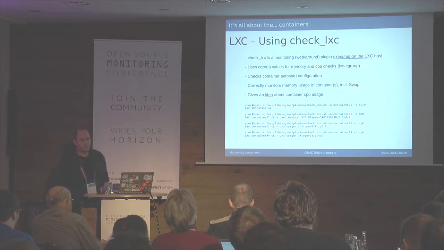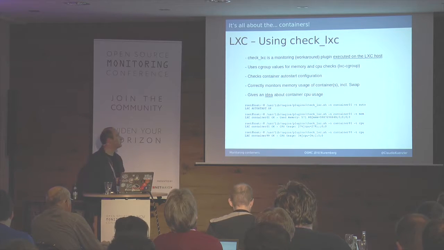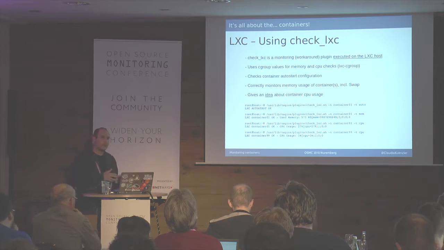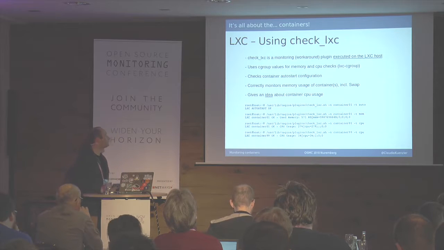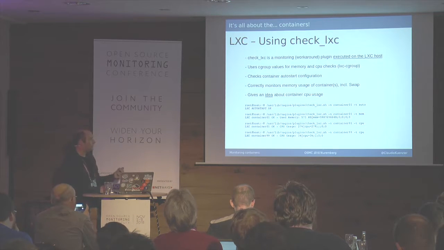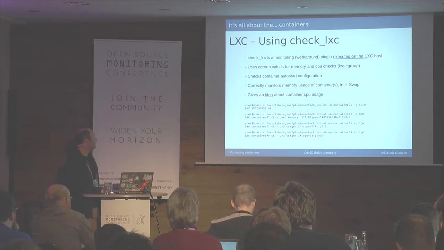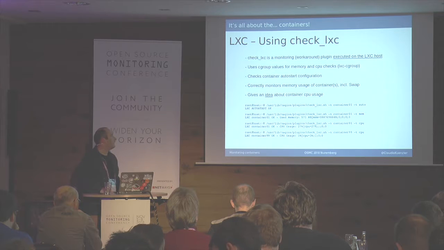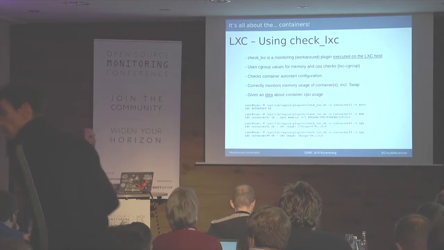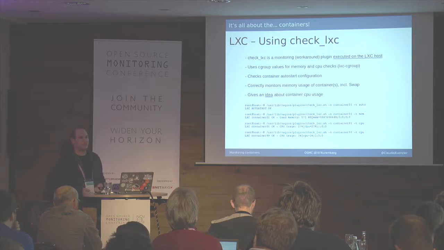So, to cope with the problems of memory and CPU usage monitoring, I developed check_lxd. It's actually a workaround plugin, because as long as you cannot monitor that inside the container, you can correctly or almost correctly monitor it at least on the LXC host. It uses cgroup values. So it uses an lxc-cgroup command to check the cgroup values for each container running on the host. And it also checks the autostart configuration in case you have forgotten it. The memory usage and swap usage is correctly monitored, so you really get the correct value of each container. And as I said, the clumsy approach with the jiffies gives you an idea about the container usages of the CPU.